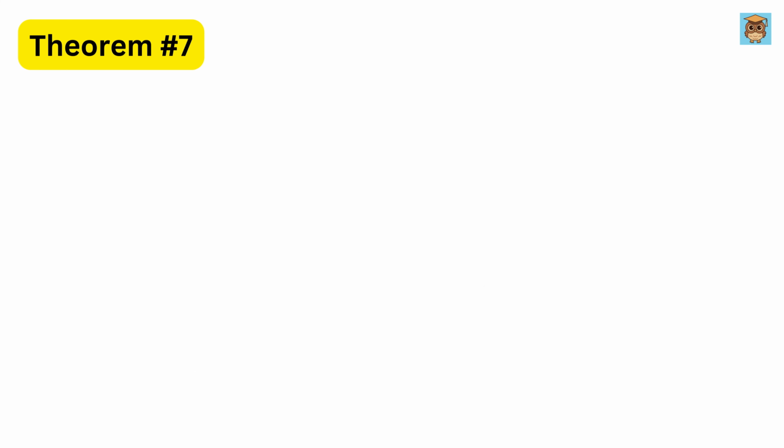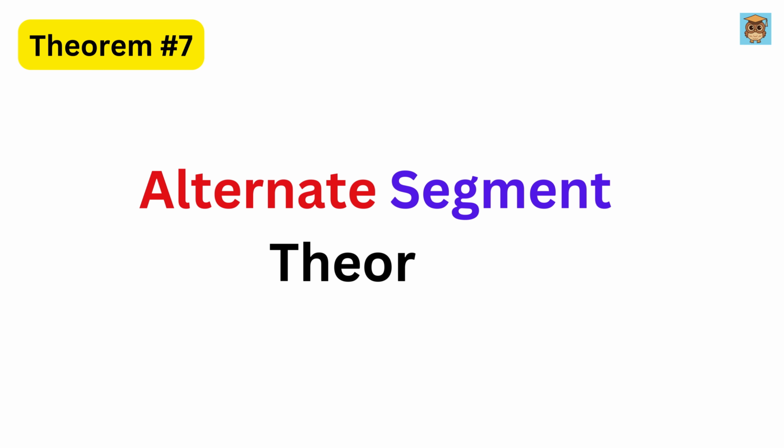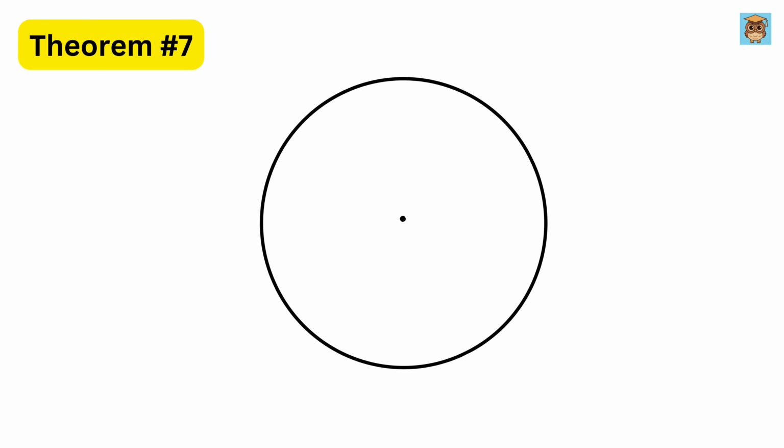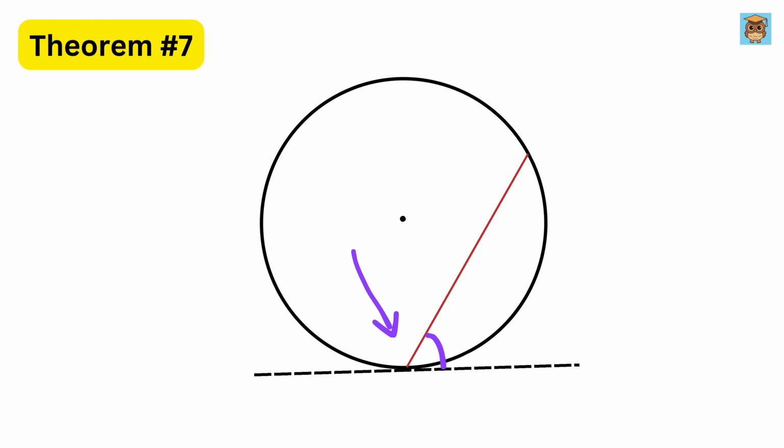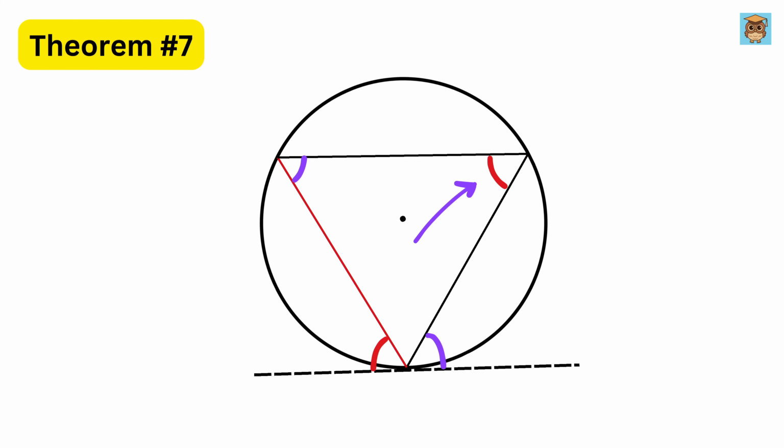Now, Theorem 7, alternate segment theorem. This theorem states that the angle between a tangent and a chord drawn from the point of contact is always equal to the angle that the same chord subtends in the opposite segment of the circle. Same is true for this angle. It will be equal to this angle because this chord makes this angle at the circumference of the circle.